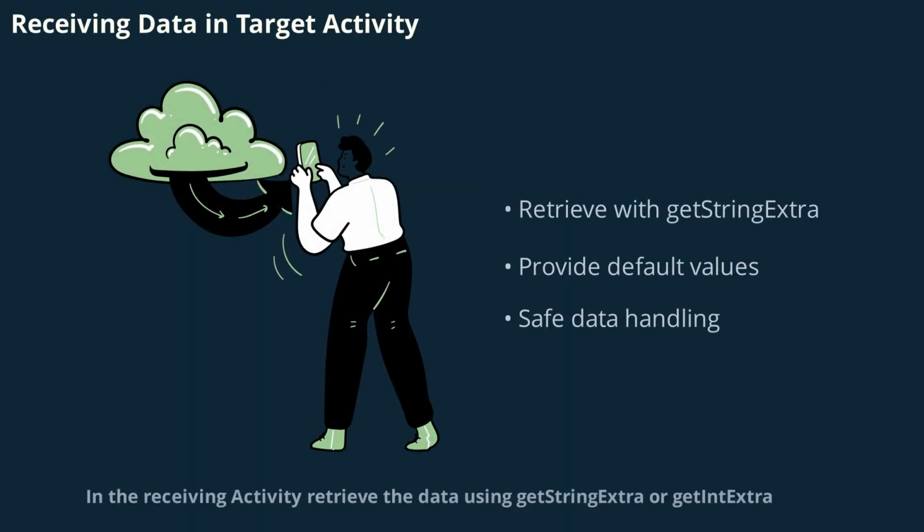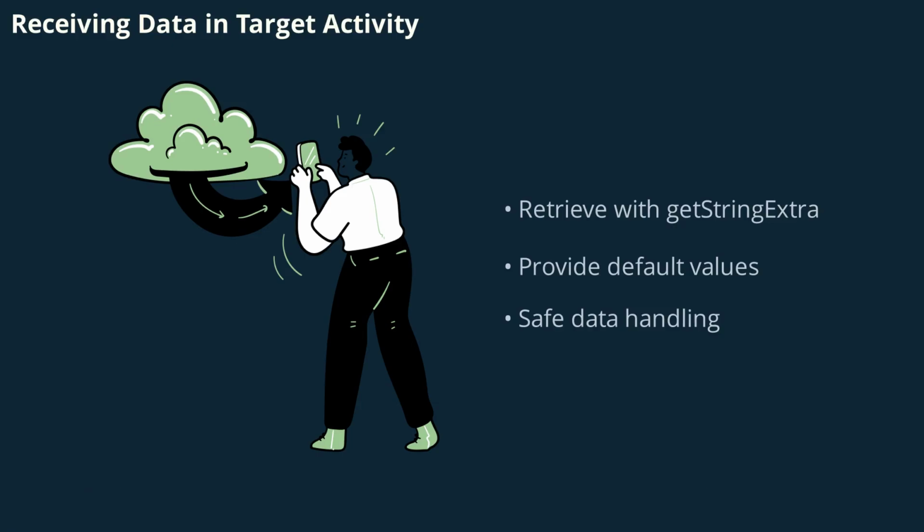In the receiving activity, retrieve the data using getStringExtra or getIntExtra, providing default values for primitives. This ensures your app handles data safely and avoids crashes if the expected data isn't present. Printing or displaying the received data helps confirm everything is working as intended.